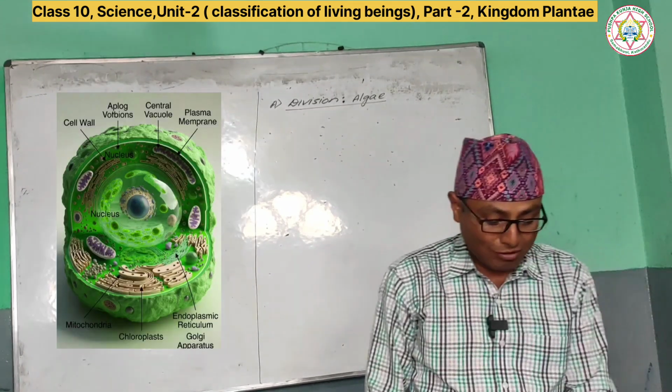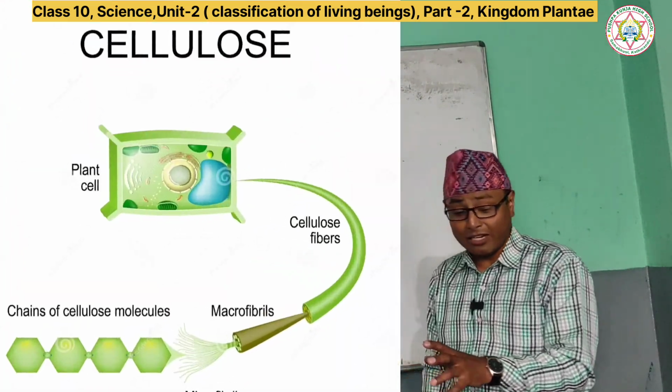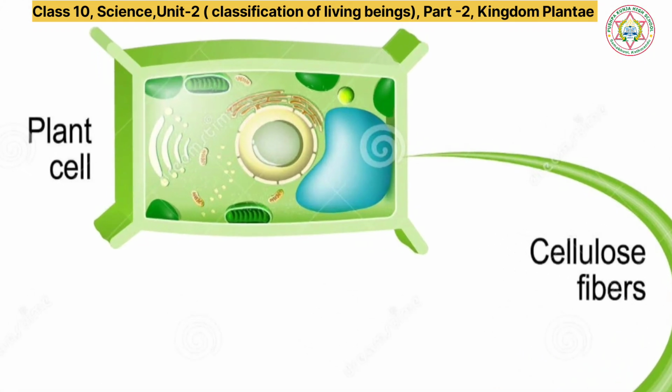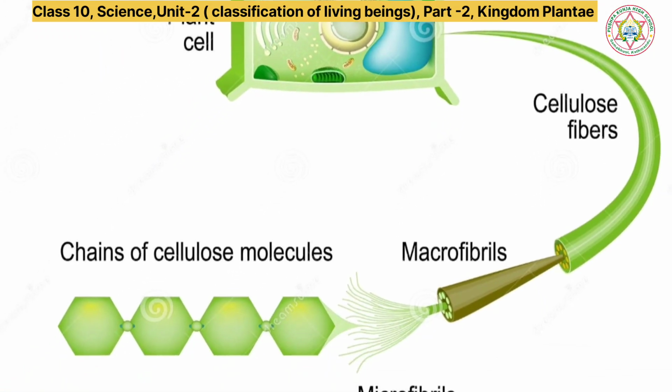Their cell contains a cell wall, which is made up of cellulose. Cellulose is one type of chemical, right? So one type of carbohydrate. Cellulose is a carbohydrate, a very complex carbohydrate. From that carbohydrate, the cell wall of this plant is made.